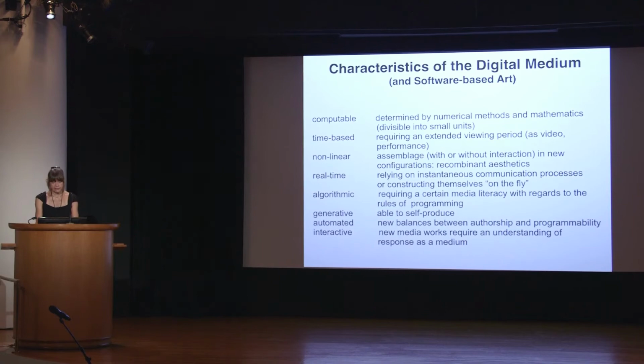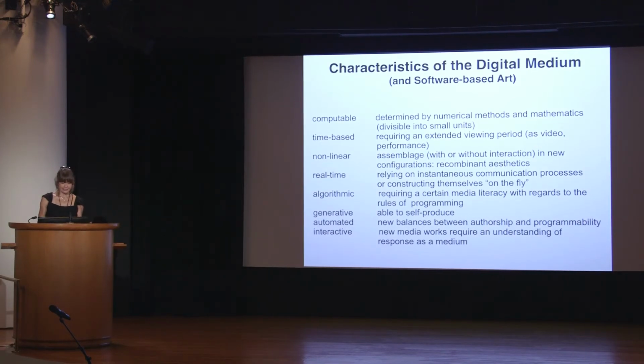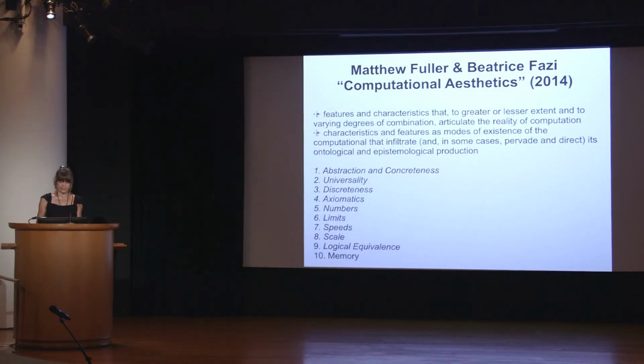So when we're talking about software-based art, its curation and its preservation, we're talking about certain characteristics that have a deep influence on many, many steps along the way. The fact that this software is time-based, real-time, algorithmic, it can be generative, it's often automated and interactive, and all of that influences our decisions in curation and also in preservation.